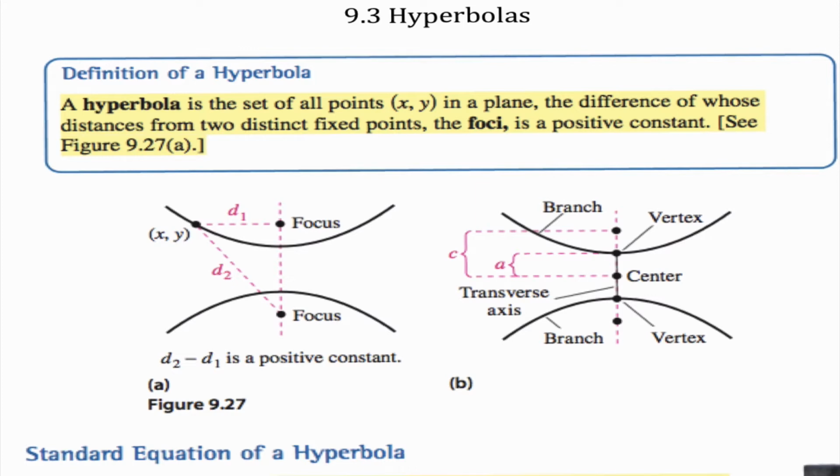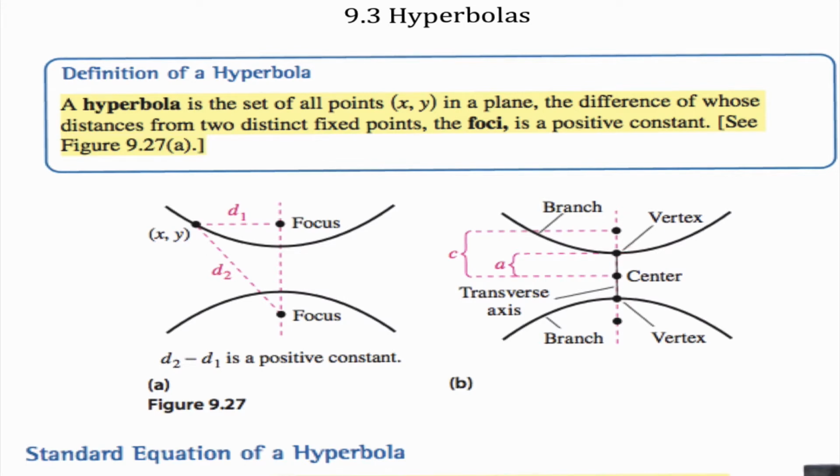Now, some other characteristics that we're going to talk about. We call these 2 points right here a vertex, so the plural is vertices. So these are the 2 vertices. Okay, we have a center. We call these branches. We don't use that term a ton, but just so we know what they're called. And then we also have what we call the transverse axis. Okay, so in this case, this would be the transverse axis.